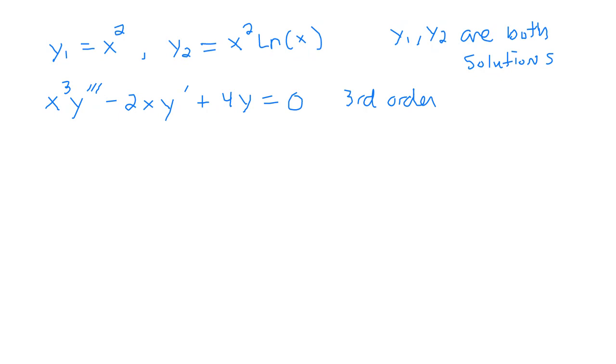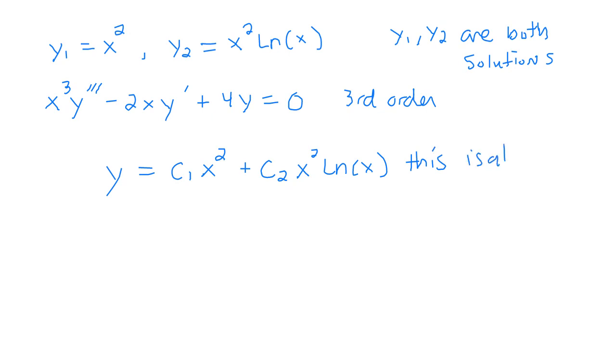Anyway, the whole idea is that if x squared is a solution and x squared times ln x is also a solution, then you can say there's a third solution, and it is a constant times the first solution plus a constant times the second solution, just like this. So this is also a solution.